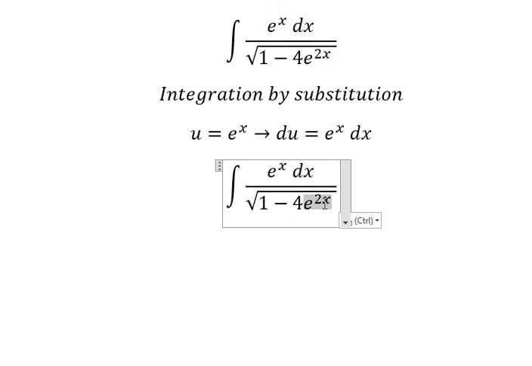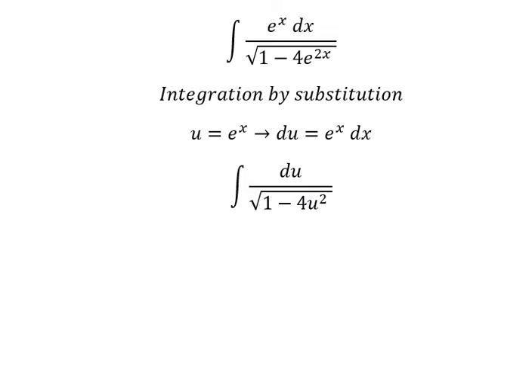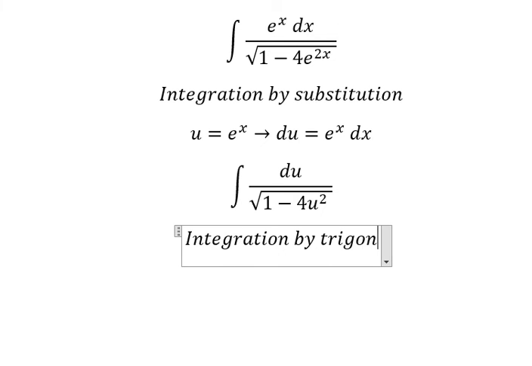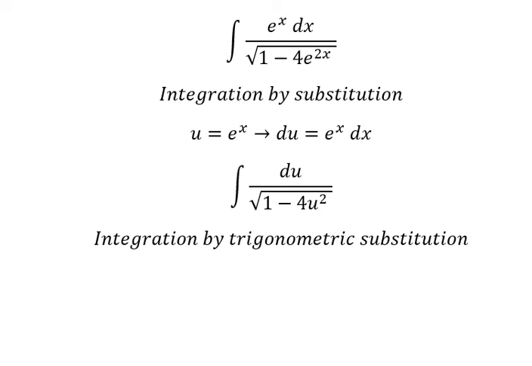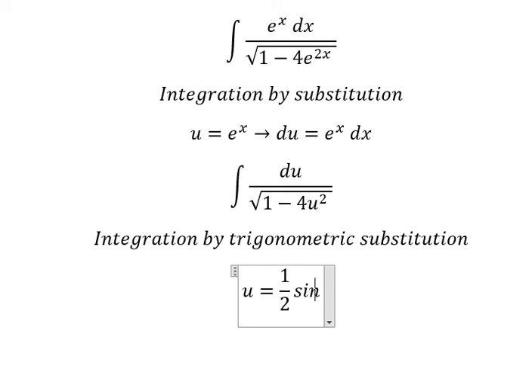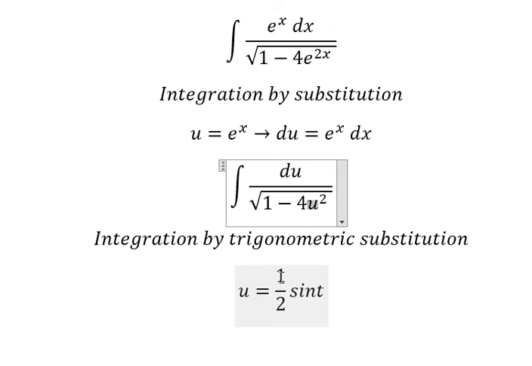This one you get u squared in here. This one you get du. And now we can use integration by trigonometric substitution. So I will put u equals 1 over 2 sine t. Because if I put this in here, you get 1 over 4 sine squared t. The 4 we cancel. 1 minus sine squared t, you get cosine squared t. And later we simplify the square root and du.